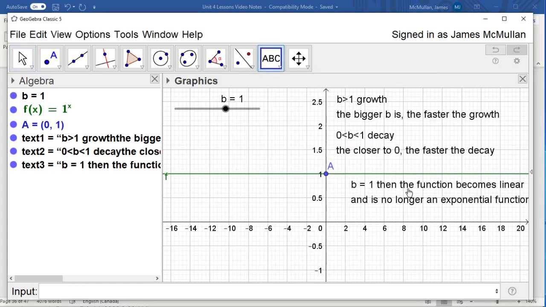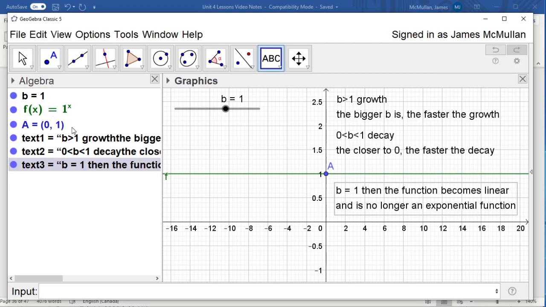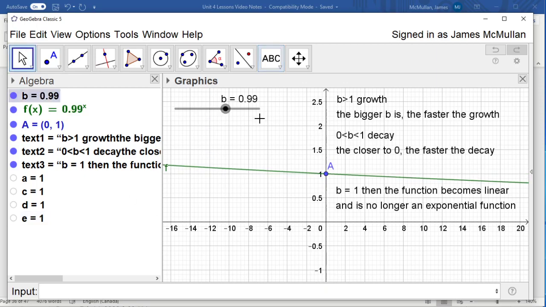Why does it become linear? Well, we know that 1 to the power of 1 is 1, 1 to the power of 2 is 1, 1 to the power of 3 is 1. In fact, 1 to the power of anything is always 1. So that's why when you do 1 to the power of x, you just get this flat line. Well, it's not that it doesn't exist. It's just not exponential.